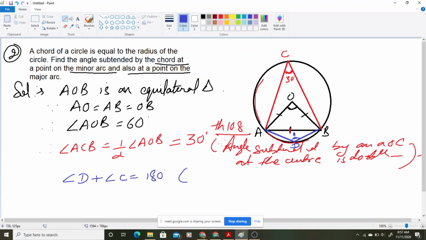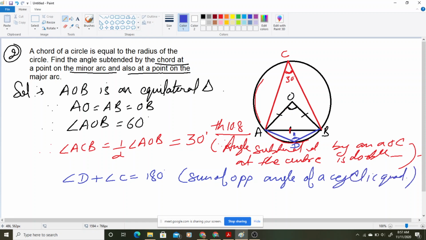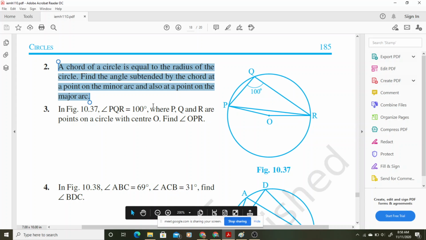180. Why? Sum of opposite angles of a cyclic quadrilateral is 180. Okay, this is the thing you will be writing. So if angle D and C is 180 and C you already know it is 30, so therefore your angle D will be how much? It will be 150 degrees. So this is the question you have done. 150 degrees. So what is there in the next question?